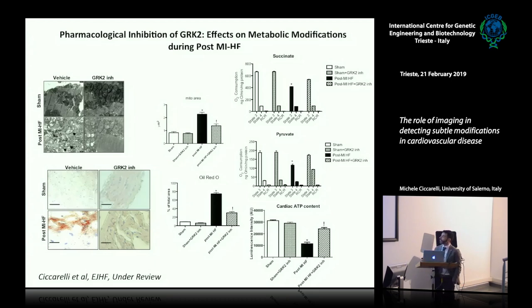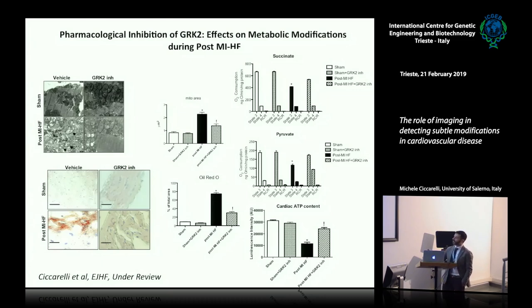In particular, there is also a reduction of the cardiac steatosis that is present in post-MI heart failure. This means the heart, in particular the mitochondria, recovers the ability to use free fatty acids as a substrate to produce ATP. In fact, this phenotype is recovered, measuring the mitochondrial chain metabolic activity by using the old-fashioned Clark-type electrode system and measuring the oxygen consumption in presence of succinate or pyruvate.